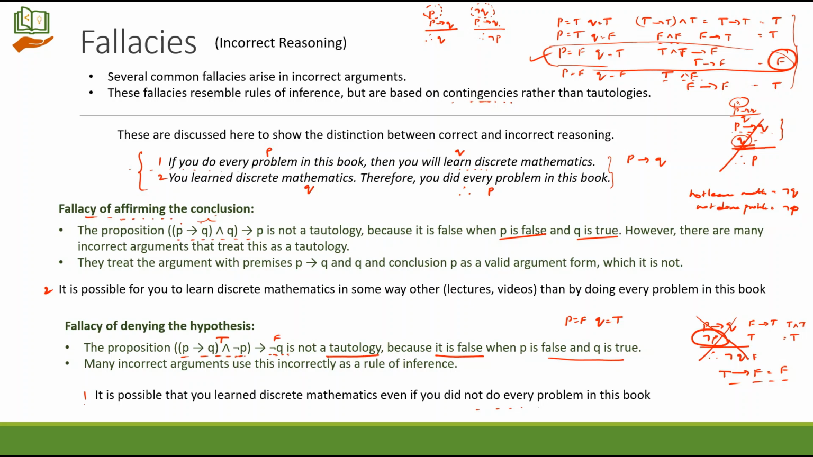If it is not negation, they are saying it is affirming. Here they are picking only Q, so it is affirming the conclusion part, but it's a fallacy. Similarly, here they are denying the hypothesis, which is again a fallacy. So why are they saying it's a fallacy? Because it is not a tautology finally. So always remember, when you take any rule of inference, you should finally conclude it to be a tautology. If you don't find a tautology there, you can conclude it is a fallacy.